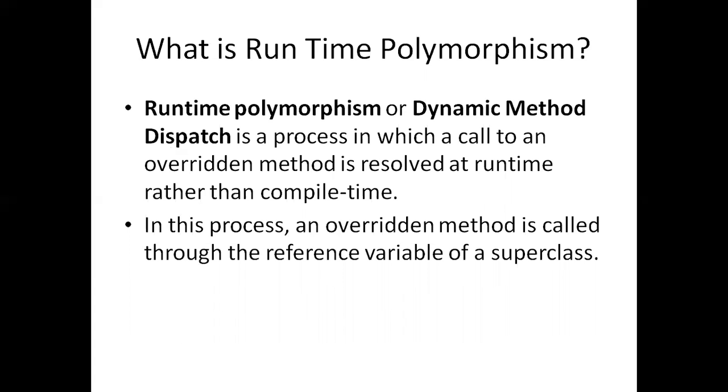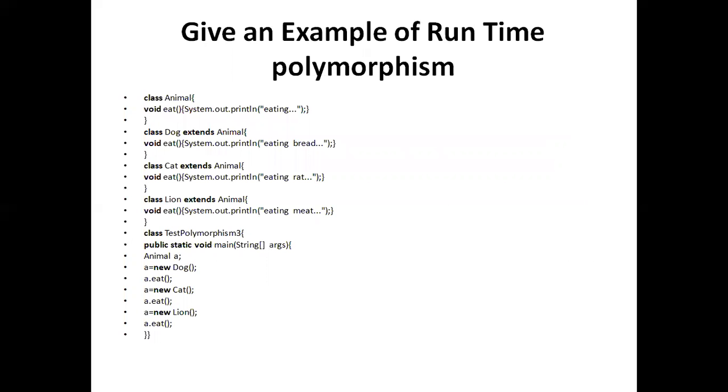Now, what is runtime polymorphism? So runtime polymorphism is a process in which a call to an overridden method is resolved at runtime. In this process, an overridden method is called through the reference variable of a superclass. Now they might ask you for an example also. So this is a very basic example you can take.